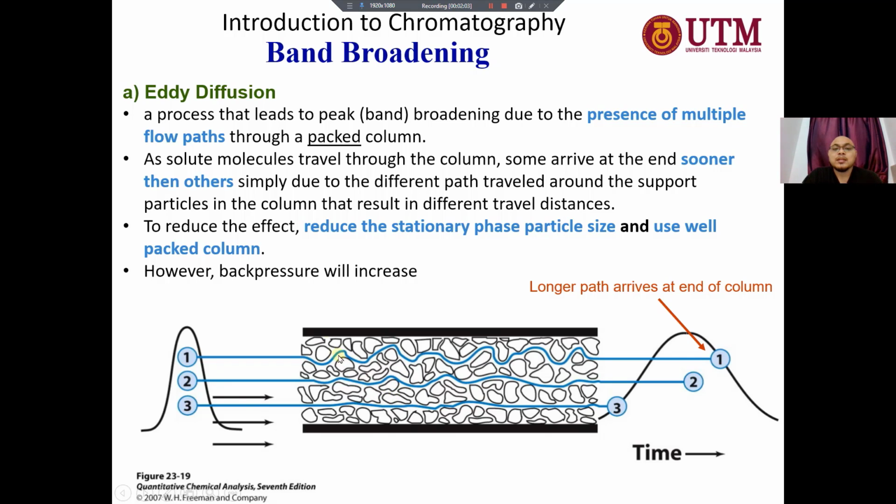To reduce the effect, we need to reduce the stationary phase particle size. As the stationary phase particle size becomes smaller, we can reduce the pore volume inside of the column, which can provide the extra distance or multiple paths to the molecule of interest.